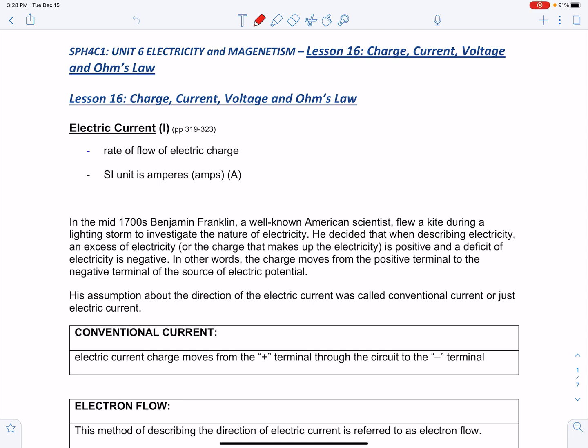Lesson 16: Charge, Current, Voltage, and Ohm's Law.